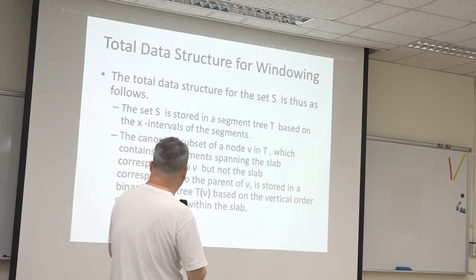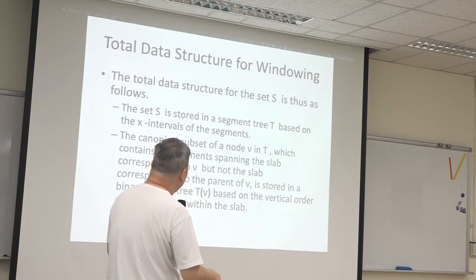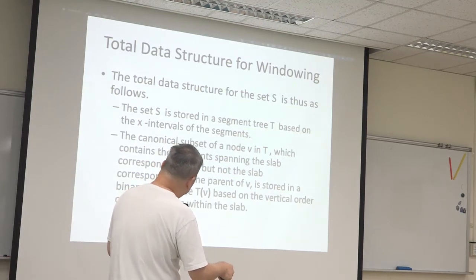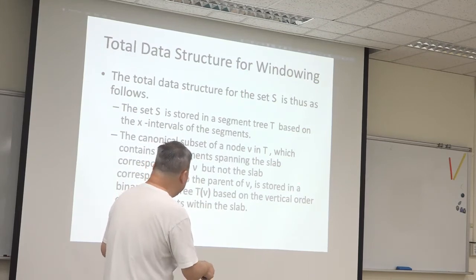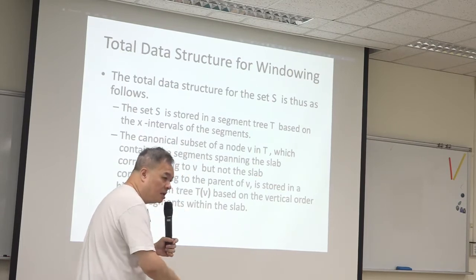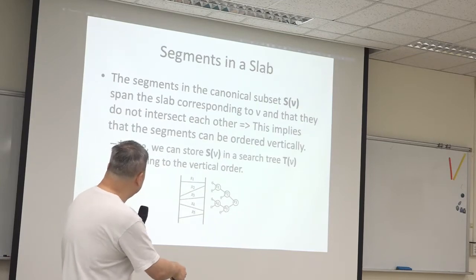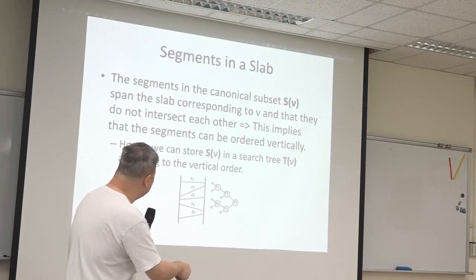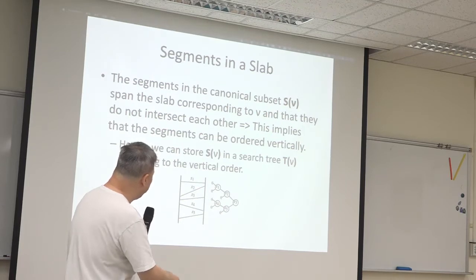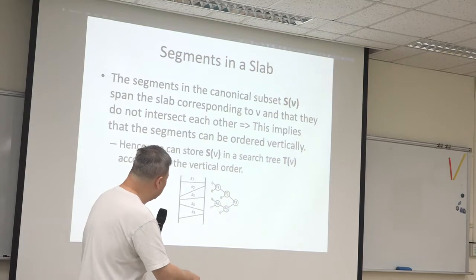Based on the vertical order of the segments within the slab, for these segments in SV, we store them in a binary search tree, TV, based on the vertical order of the segments within the slab. So it's going to be something like this. This is the TV. If V has, like, 5 segments that go across this slab, then we store them in the binary search tree like this.